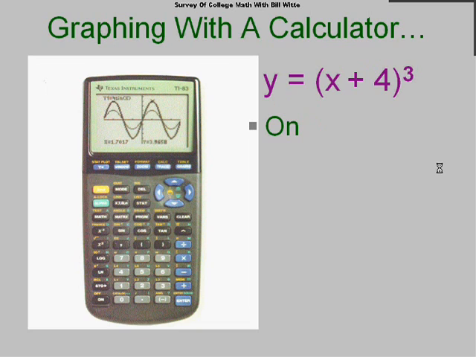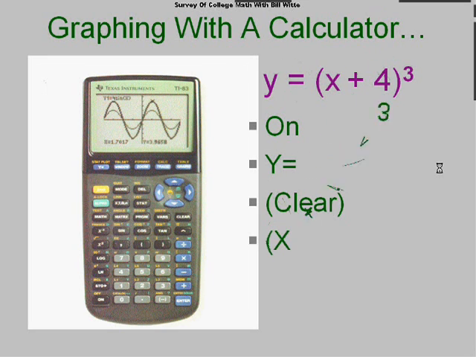It's probably already on, isn't it? You're going to hit your y equals, clear out the last problem, because it'll remember it forever, and let's type in what it's equal to. Use your parentheses now, x plus 4 to the third. Remember, that's why I told you not to use the squared, because this way you can do the exponent for any power. And if you hit graph, how cool is that?